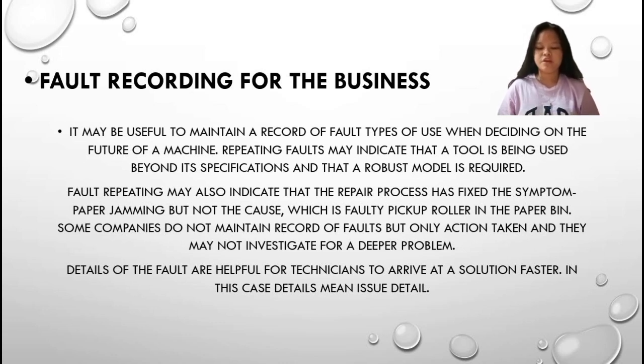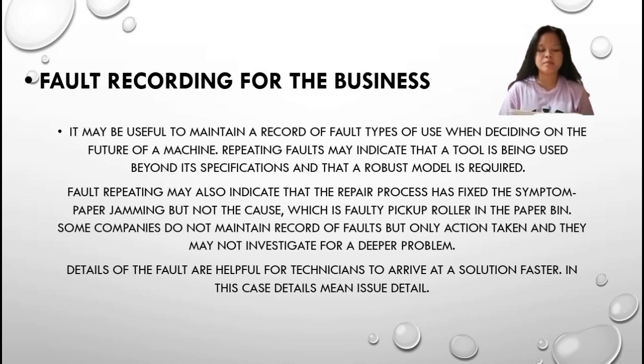Fault recording for the business. It may be useful to maintain a record of fault types when deciding on the future of a machine. Repeating faults may indicate that a tool is being used beyond its specifications and that a more robust model is required. Fault repeating may also indicate that the repair process has fixed the symptoms, such as paper jamming, but not the cause, which is a faulty pick-up roller in the paper bin.